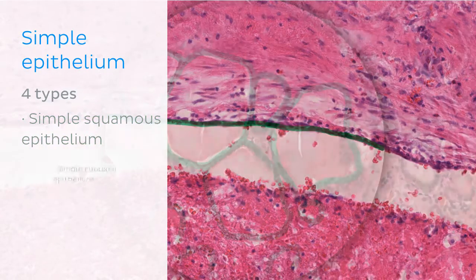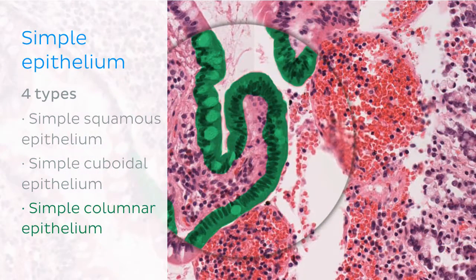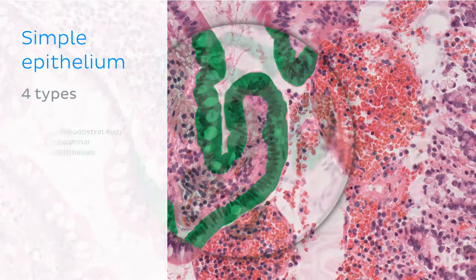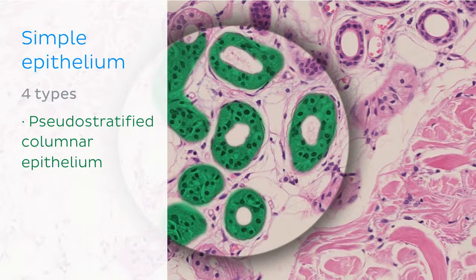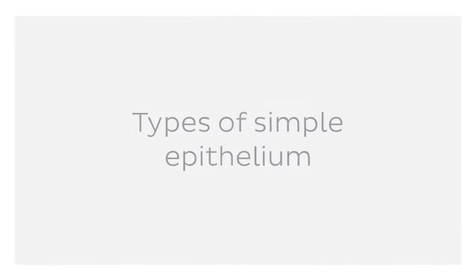We then have simple cuboidal epithelium, which is made up of cube-shaped epithelial cells, as the name suggests, followed by simple columnar epithelium, where the epithelial cells are columnar in shape and their height is greater than their width. And finally, we have pseudostratified columnar epithelium, which is also comprised of only one layer of epithelial cells, even though it appears to have multiple layers. We'll now go into more detail about each of these four types of simple epithelium throughout the remainder of this tutorial.